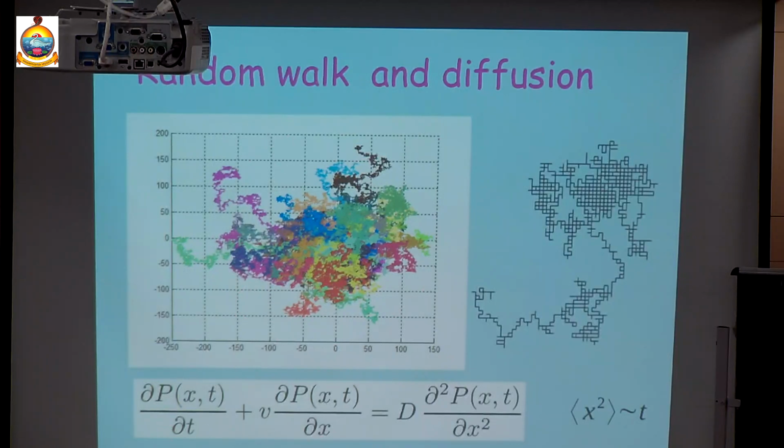That's the equation I wrote here, and when the velocity is 0, this term is 0, and you know that x square goes as t. That's the property of the random walk. I'm assuming this and not going to talk about it. This is just for your information.